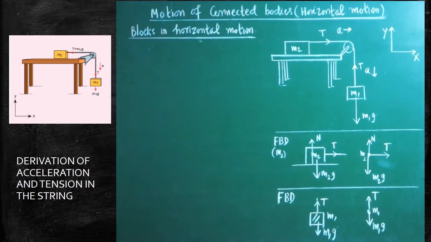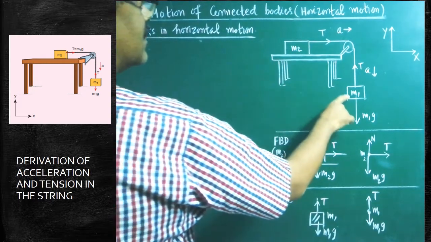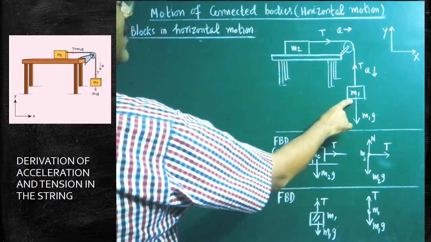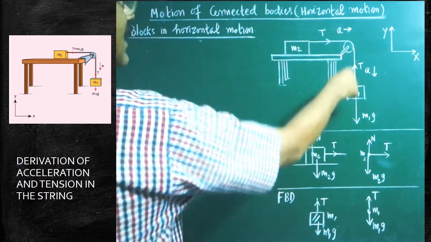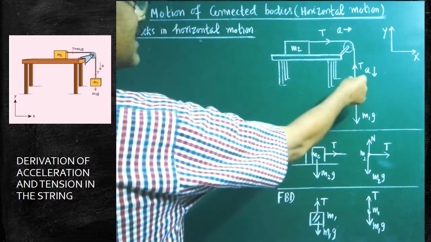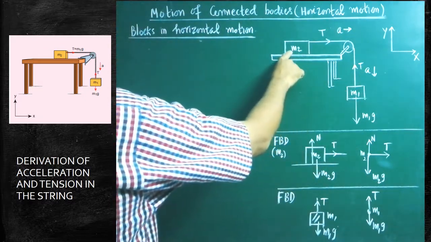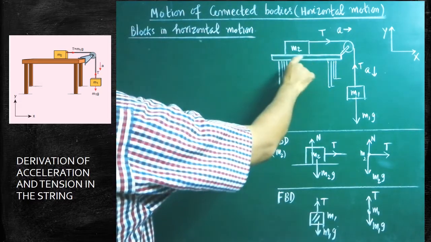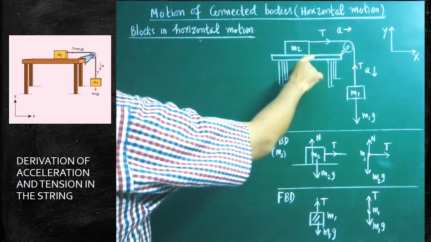Now we are going to learn about the motion of connected bodies when they are moving in the horizontal direction, that is, horizontal motion. Here two blocks are there. The masses of the two blocks are M1 and M2. This mass M1 is hanging here due to gravitational force. Another mass, M2, is simply placed on the table.